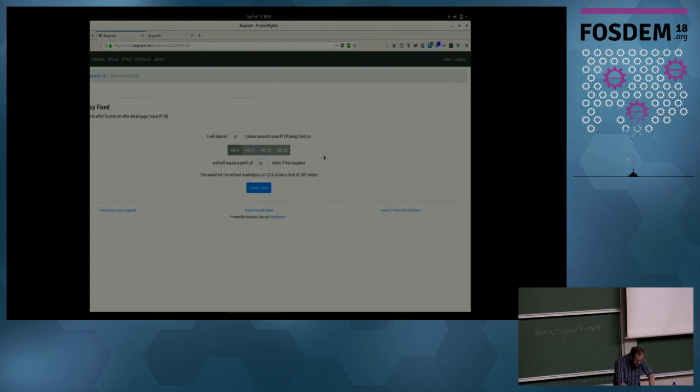All right, so Jane is going to decide to buy the fixed side of issue 119. And the fixed side is if the bug is fixed. So the developer wants to get the money. All right, and so this is the interface that lets Jane spell out the terms on which she wants to get paid for this contract.